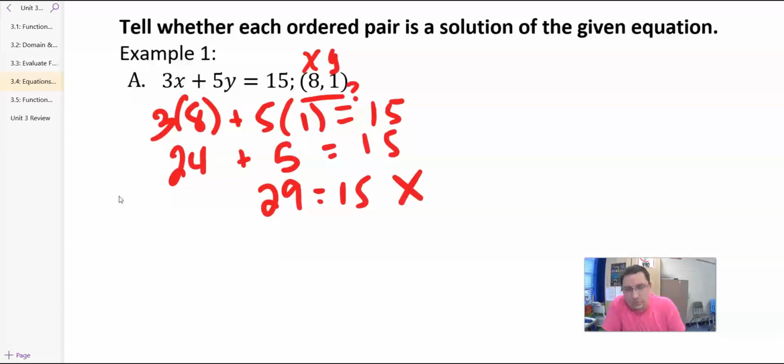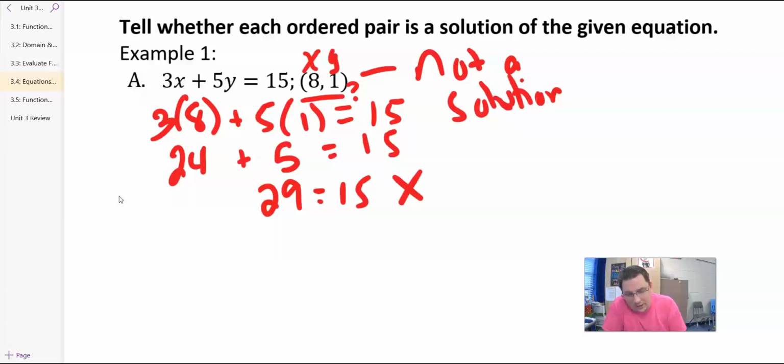That does not equal 15. And so the ordered pair (8, 1) is not a solution. It is not a solution because it did not come out true. Whatever we're looking for is going to say something like 15 equals 15 in this case. And if we get anything different, it's not a solution. Okay? So let's look at example B.